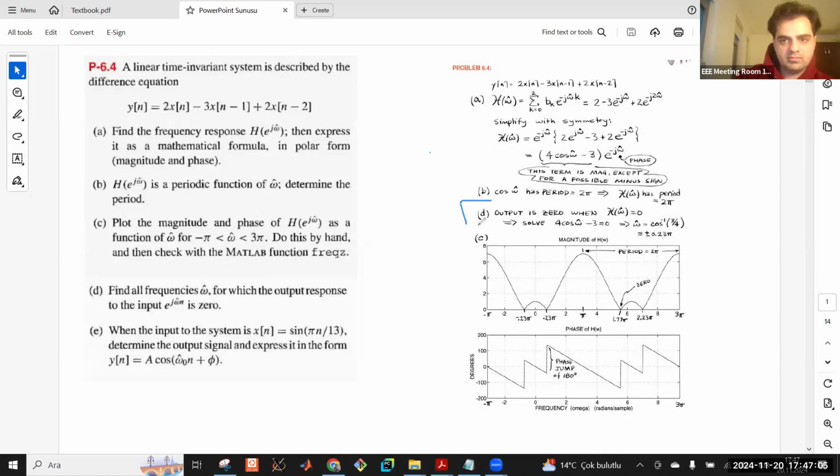Okay, here is part D. We will find the omega values which make the frequency response 0. So this is our frequency response. The magnitude of this term is always 1. It is never 0. So we will find the omega values which make this expression 0. And then when we solve it, we will see that these omega values make the frequency response 0. Therefore, the output becomes 0.